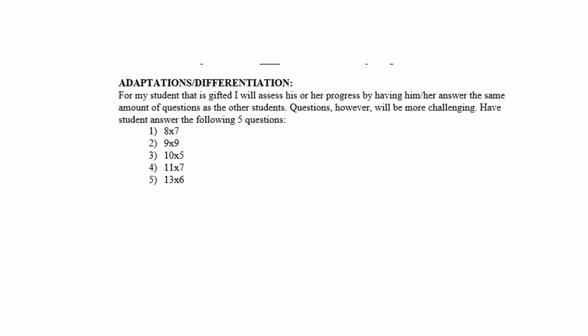Here's an example from the exemplar of an adaptation. For my student that is gifted, I will assess his or her progress by having him answer the same number of questions as the other students. Questions, however, will be more challenging. Have students answer the following 5 questions. So notice this person didn't just say, I'm going to give the student harder questions. They actually gave the harder questions they would be developing for the student.